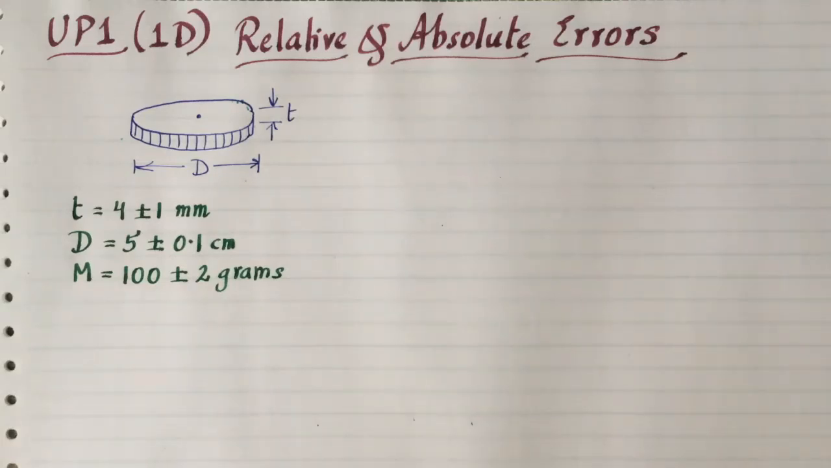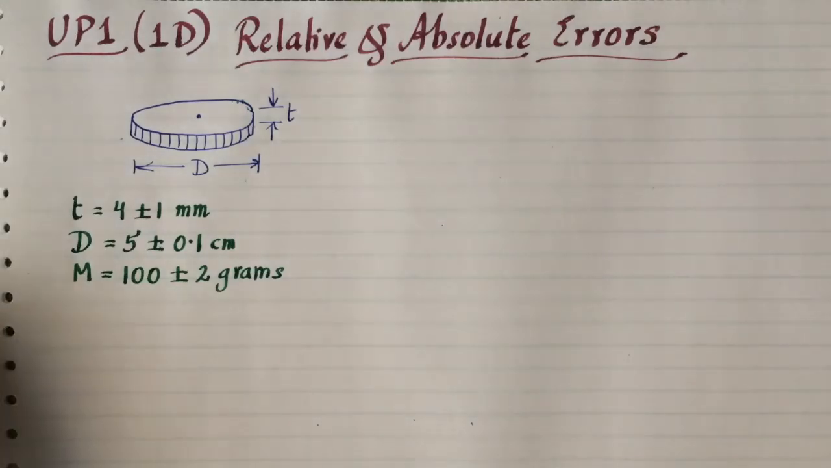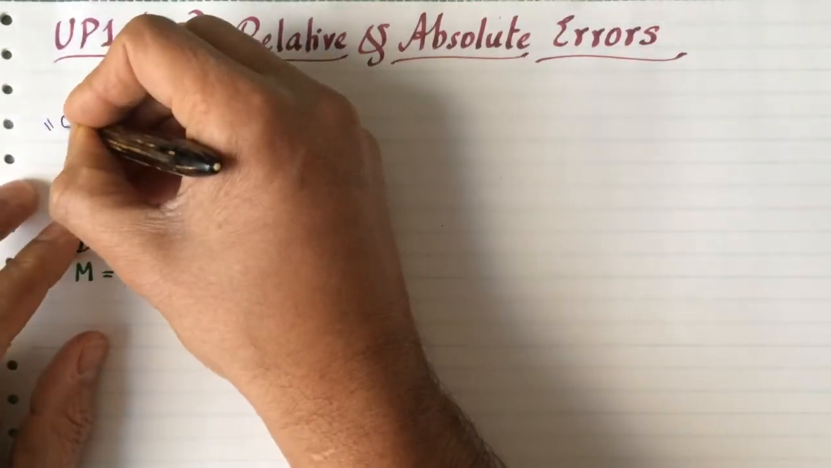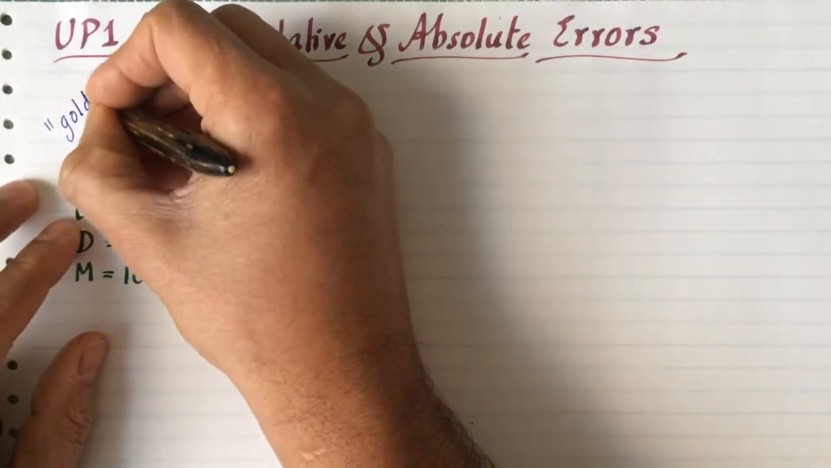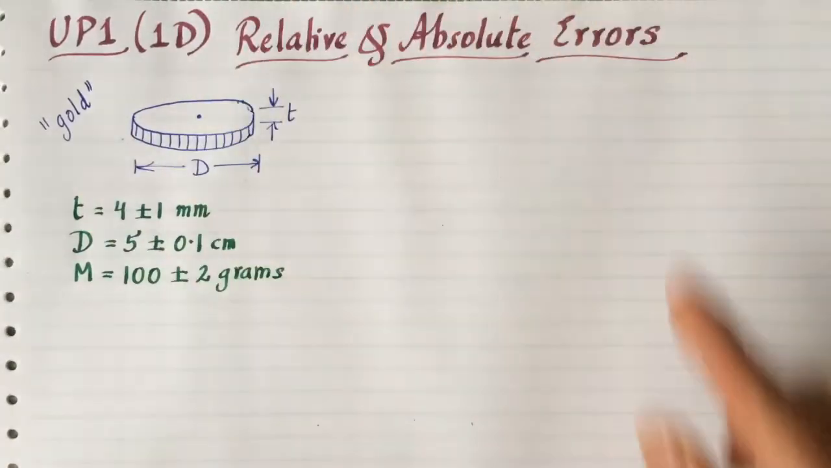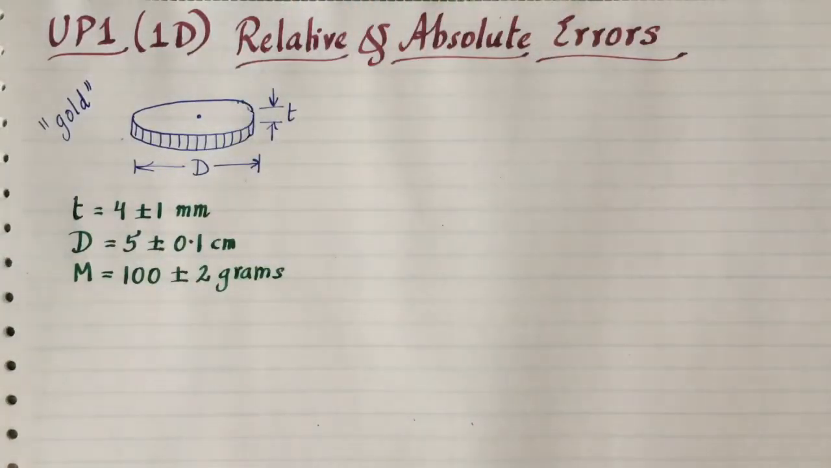In this video, I'd like to talk about how to determine relative and absolute errors or uncertainty. Let's suppose you have a coin that you wish to buy, and let's suppose it's marketed on eBay as a gold coin. You want to make sure that you're getting a gold coin and not some fake item. So you ask the seller to take some measurements.